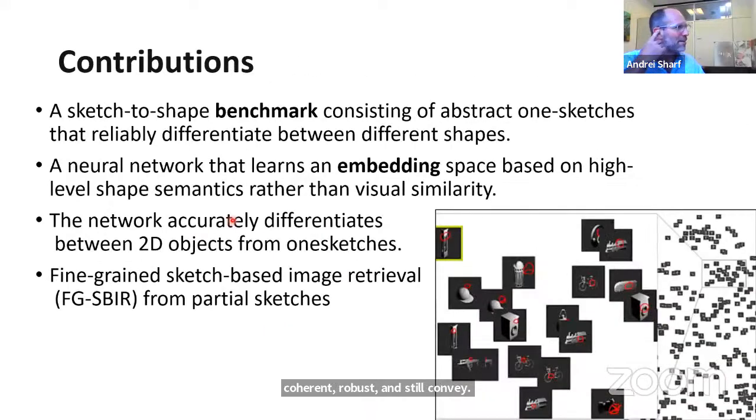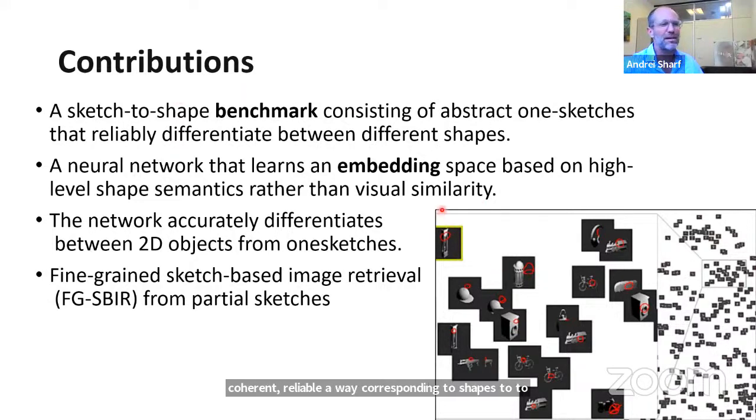So the paper that we wrote here and the research that we performed had several contributions. First of all, we created a data set. We are the first to build a benchmark that tries to summarize the variety of sketches in a coherent, reliable way, corresponding to known shapes.